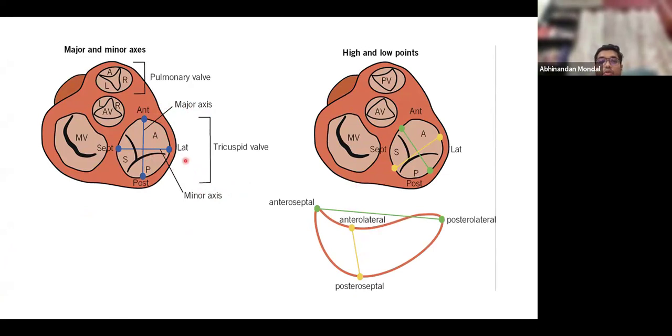So it is a major and minor axis, but it is not a high and a low point. High and the low point will be your anteroseptal and your posteroseptal. This will be your highest point, and the lowest point will be this yellow line. That is your anterior towards the posterior or septal.